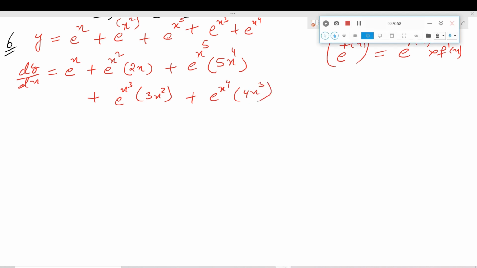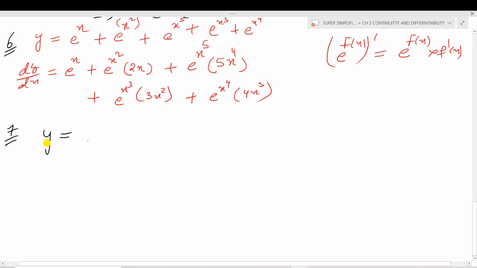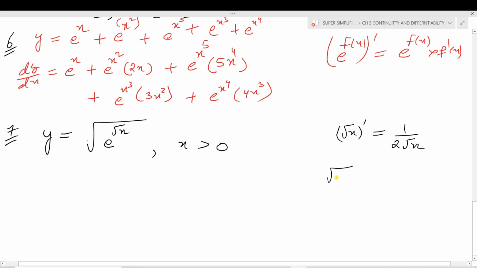Now question number 7, y is square root of e raised to the power root x, and it is given to you x is greater than 0, obviously because x is under the square root sign. Now I have already explained to you that the derivative of root x is 1 upon 2 root x, but if you have to find the derivative of root of f(x), how will you get it? By replacing x by f(x).